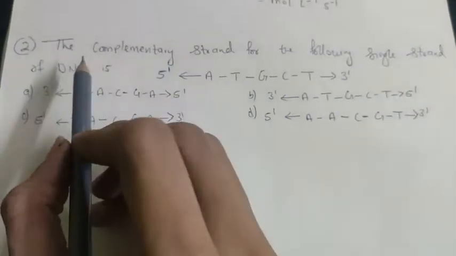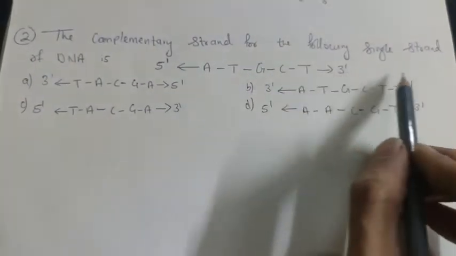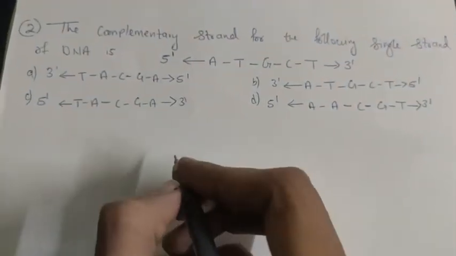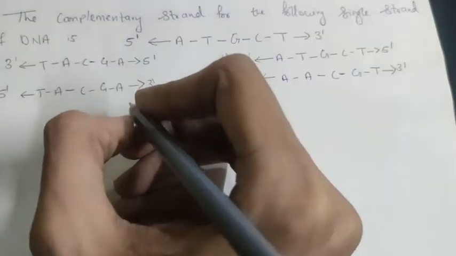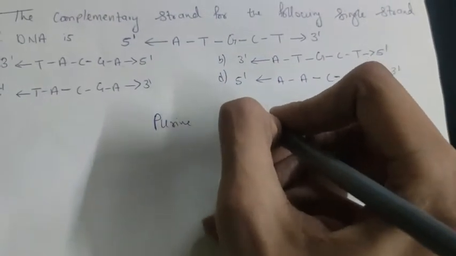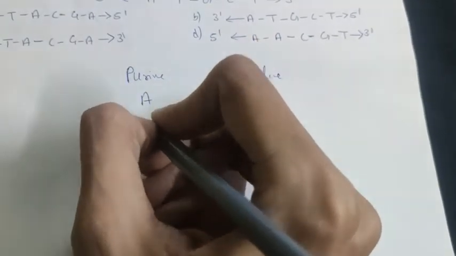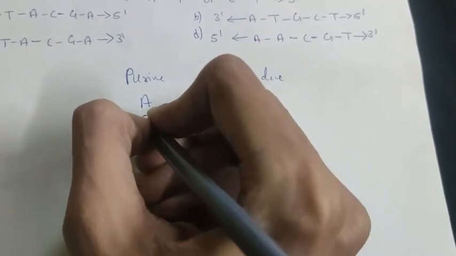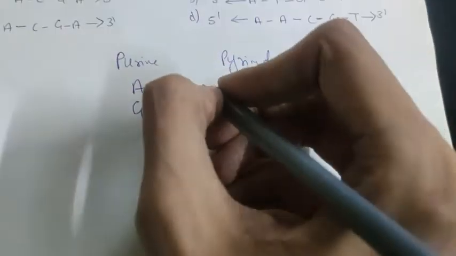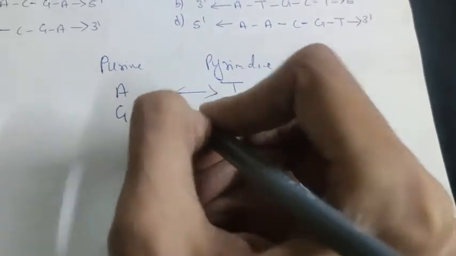For the second one, the complementary strand for the following single strand of DNA is? This is the given strand, and for it we have to find the complementary strand. As I have discussed in the previous part 1 video, you have purine and pyrimidine. Here you have A, here you have G, and here you have T and C. This and this pair up together, and this pairs up together.